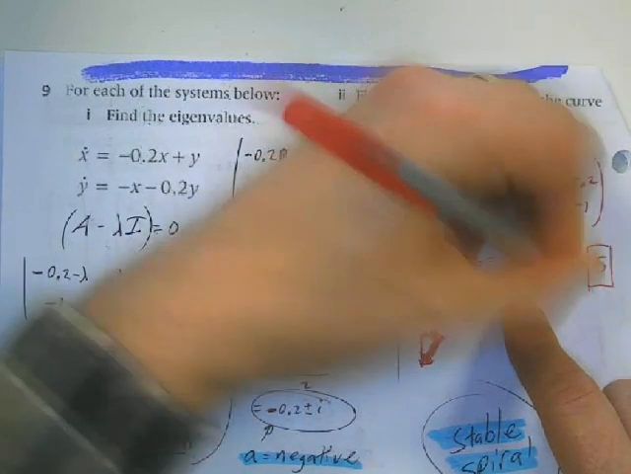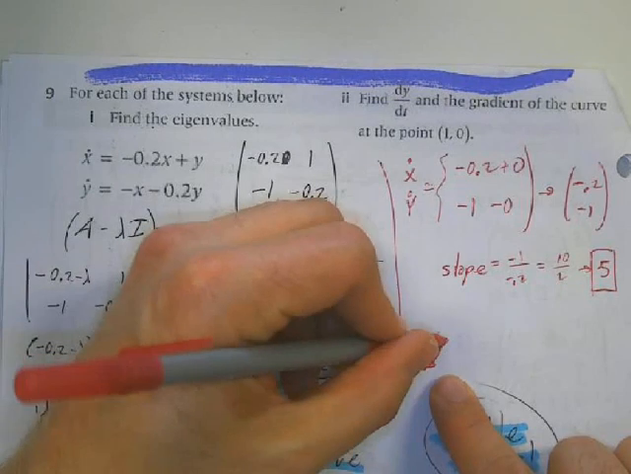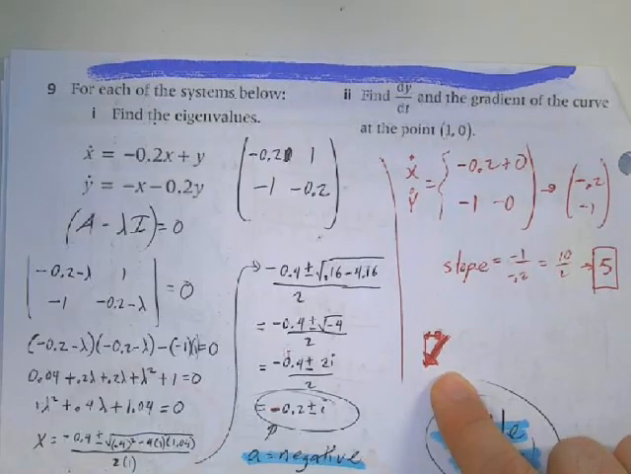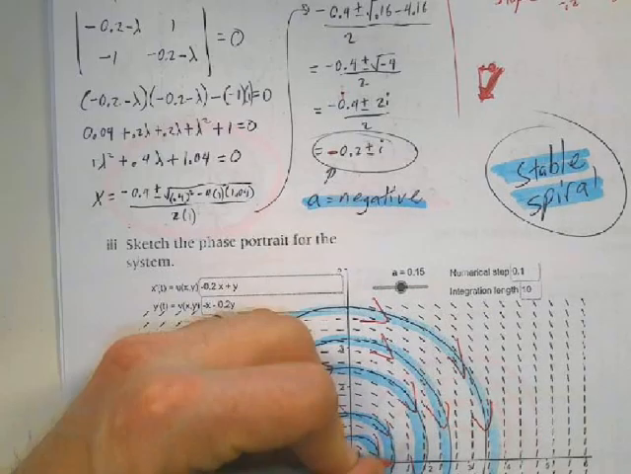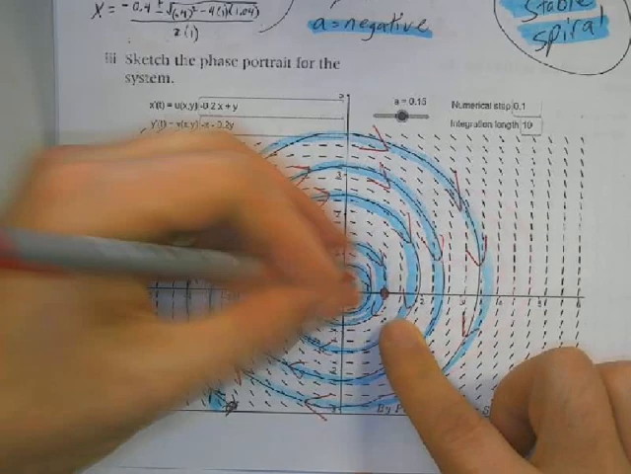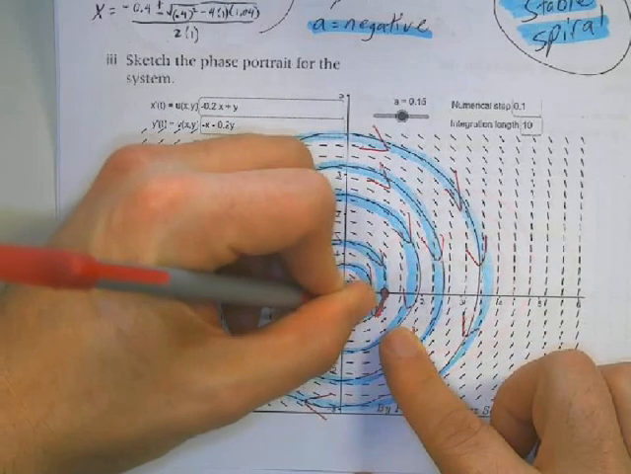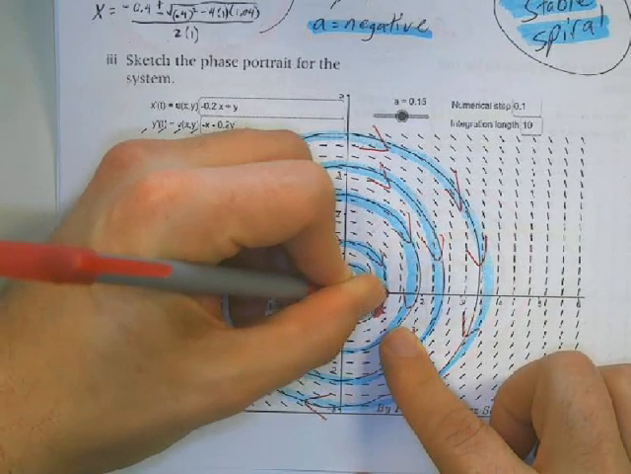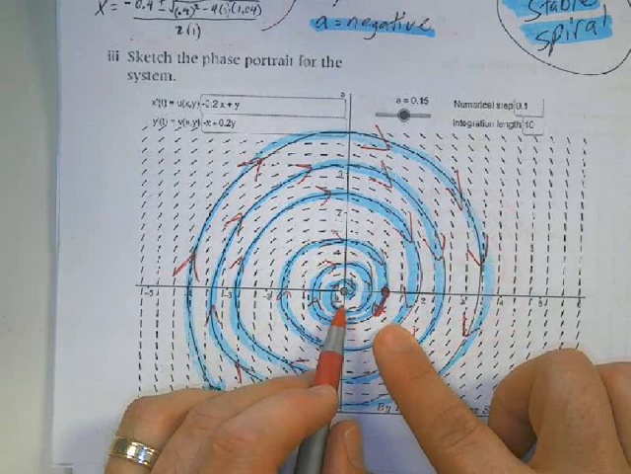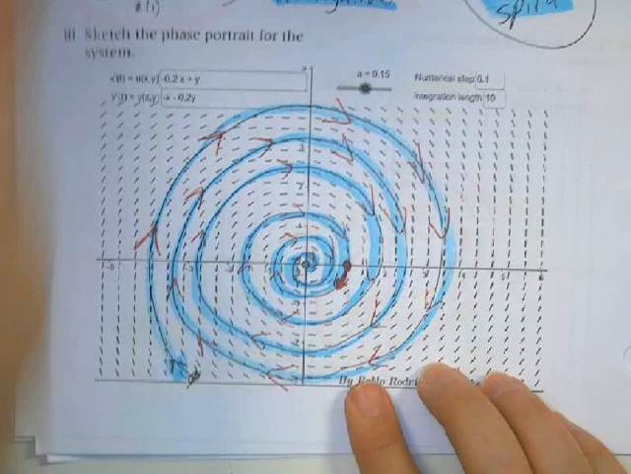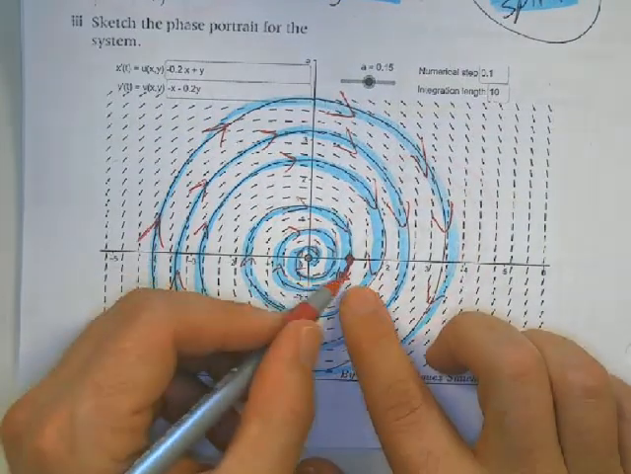Okay, but the direction is what's key. It's going down. So from this point at 1 comma 0, my slope is going down. And you can see my arrows show that that's what's happening. And even if you didn't find this derivative, if you know that a is negative 0.2, then you know that it's going to be going inward.